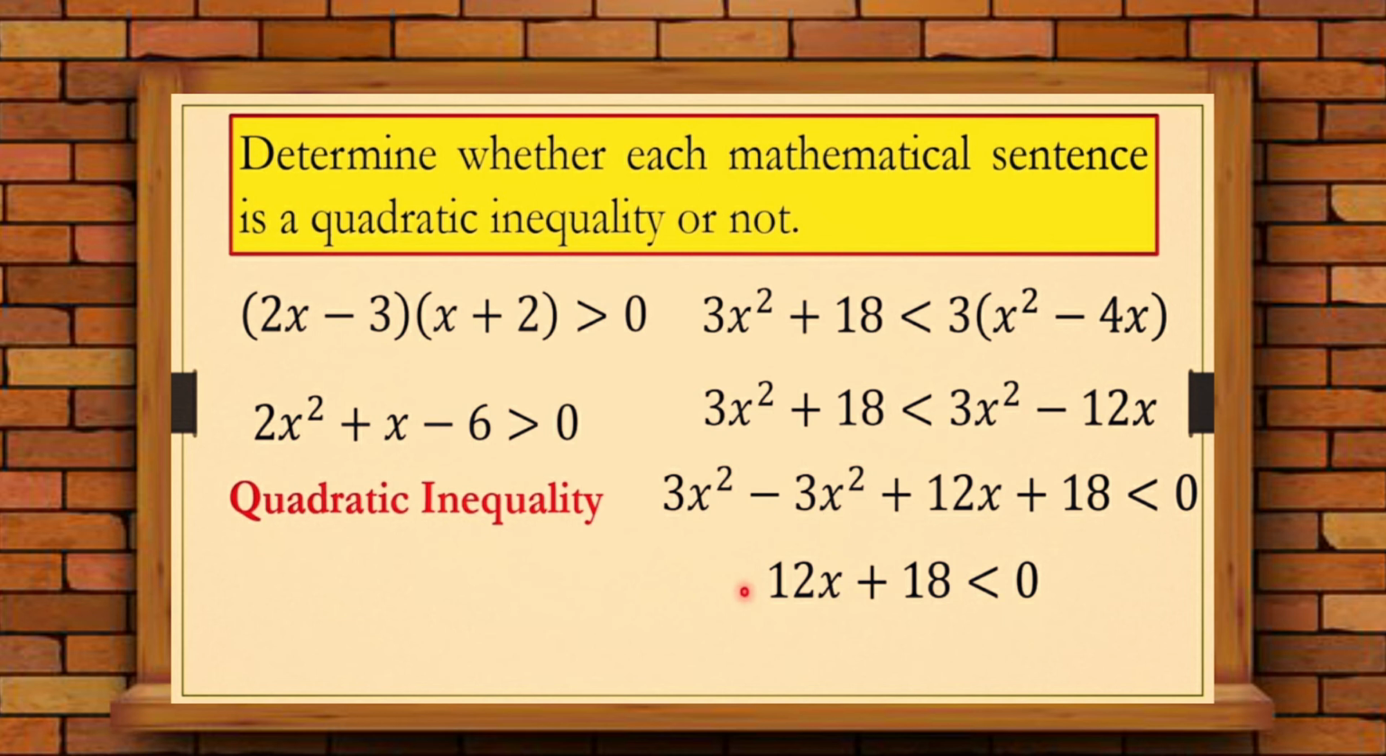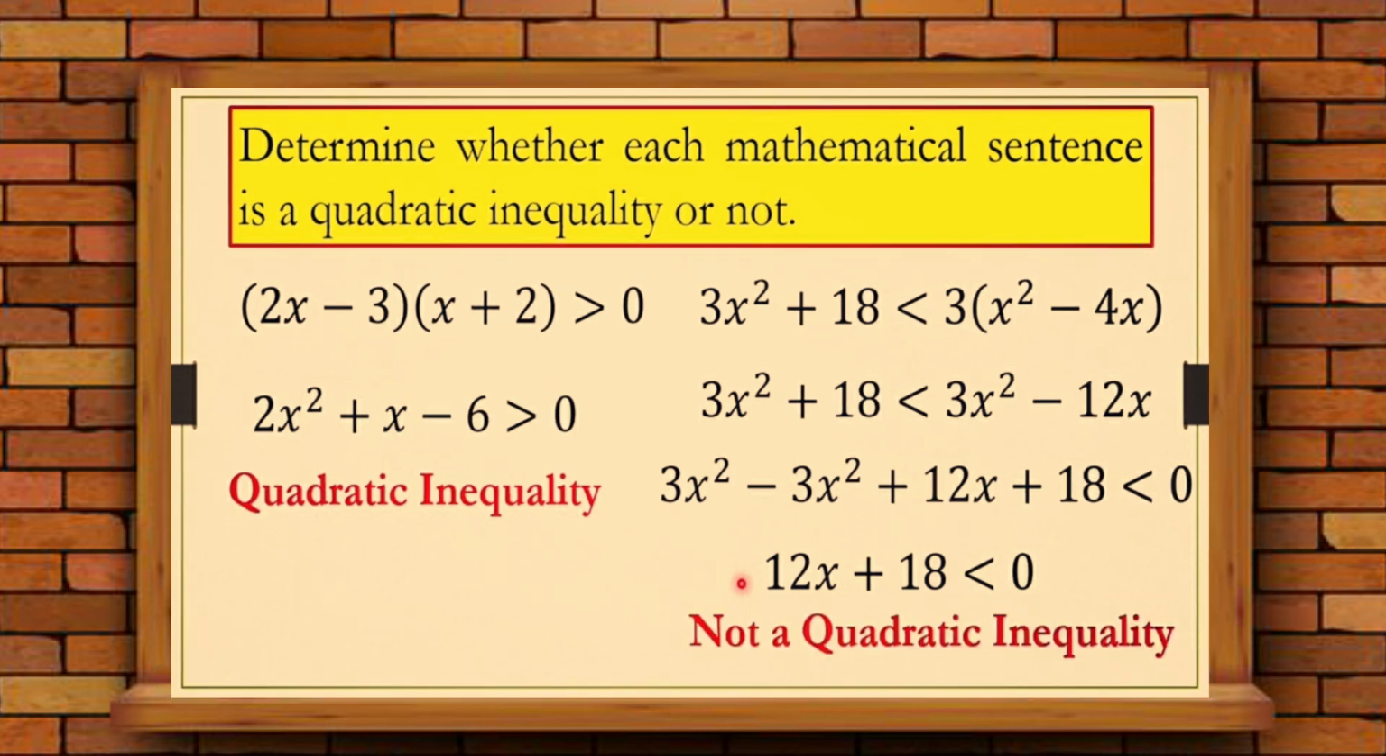Okay, now let us solve. 3 minus 3, that is 0. So, we only have 12x plus 18 is less than 0. Now, the question is, is this a quadratic inequality? No, this is not a quadratic inequality. Why? Because, yes, we have the symbol which is less than, but this is just of the first degree, and this is just a linear inequality.